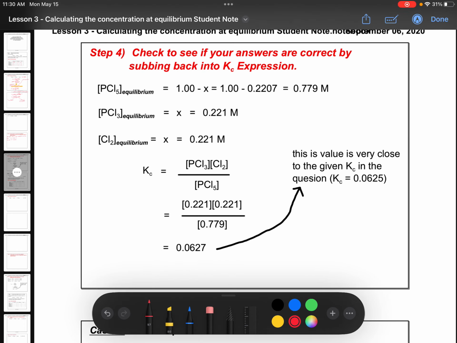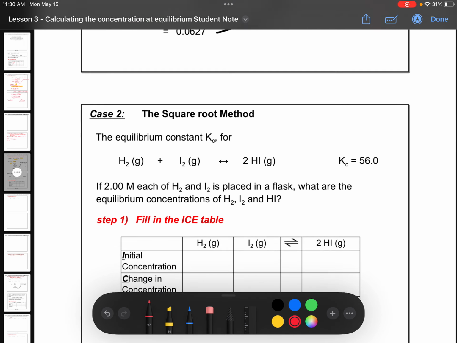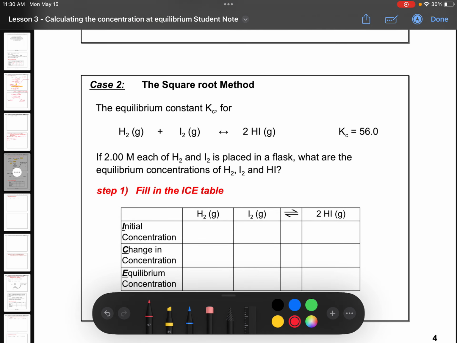Okay, so given our values here and what we just found, we can check to see if our answers are correct by subbing it back into our KC. So given these values that were found, we plug it back into our KC equation, and we will get 0.0627, which is very close to the KC that was given at the very beginning, which was 0.0625. Very, very close, so therefore we know that it is correct. So we can say that we did the correct thing here. So that's our first way that we can do it.